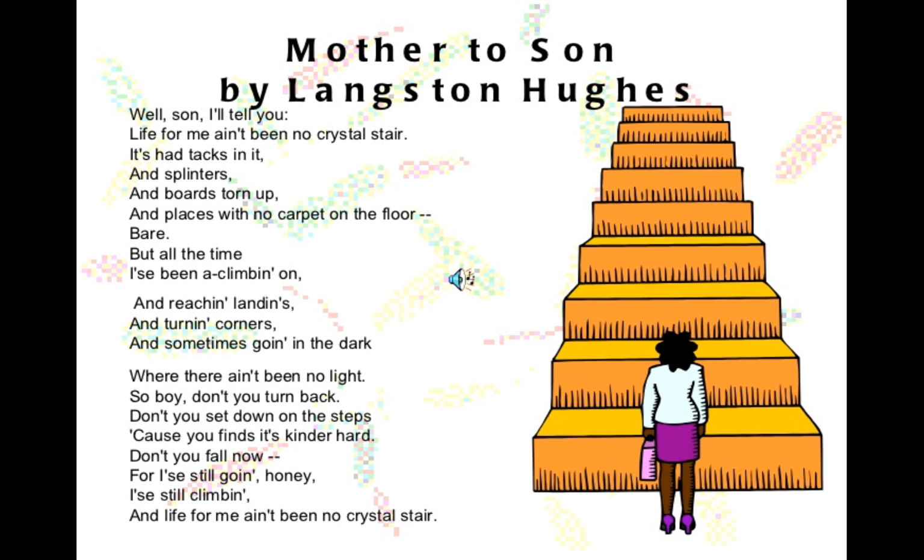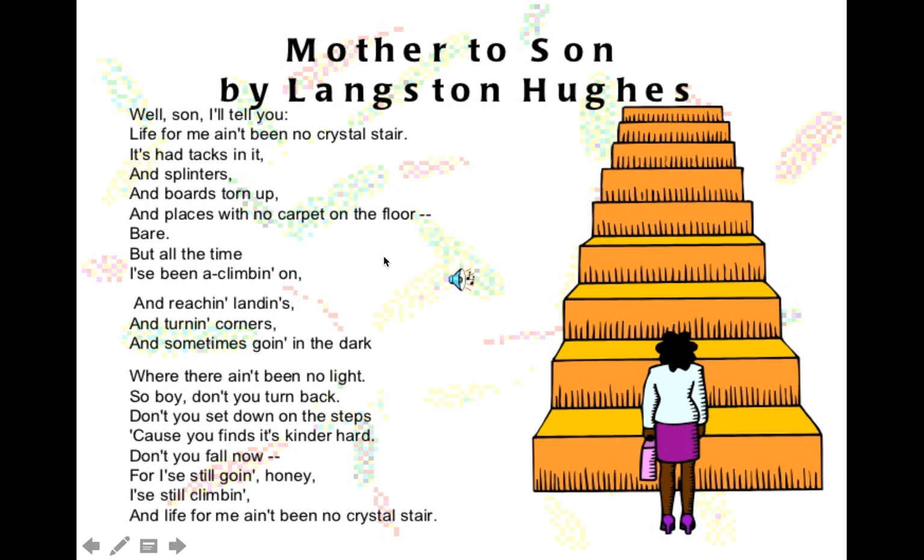So we'll look at this poem by Langston Hughes called Mother to Son. And the speaker says, "Well, son, I'll tell you. Life for me ain't been no crystal stair. It's had tacks in it and splinters and boards torn up and places with no carpet on the floor, bare. But all the time I spent a climbin' on and reachin' landin's and turnin' corners and sometimes goin' in the dark where there ain't been no light. So boy, don't you turn back. Don't you set down on the steps 'cause you find it's kinder hard. Don't you fall now, for I's still goin', honey. I's still climbin', and life for me ain't been no crystal stair."